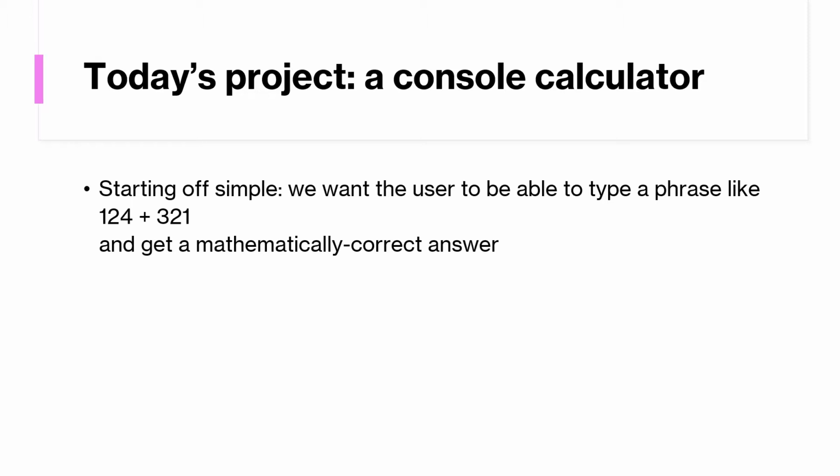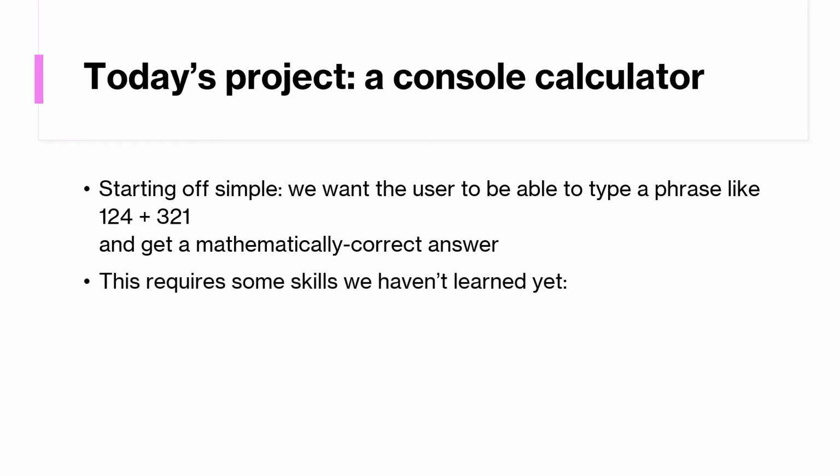Okay, so today's project, we're going to be building a console calculator. A simple five-function, plus, minus, times, divided by, raised to a power calculator. But we want the user to be able to type a phrase like 124 plus 321 and get the answer they're looking for.